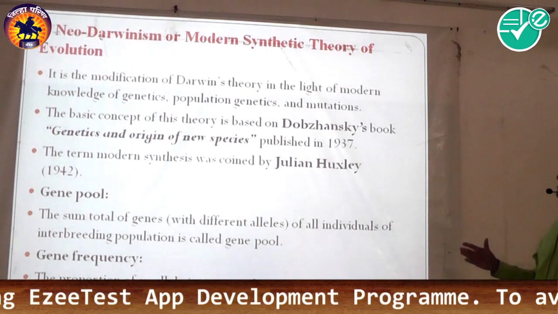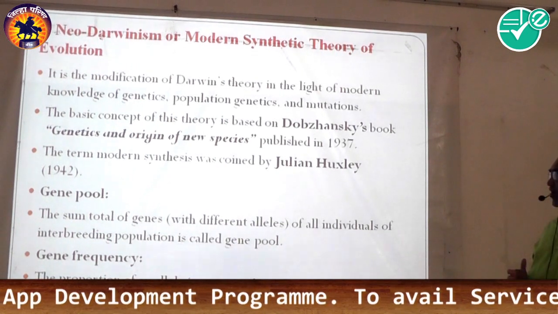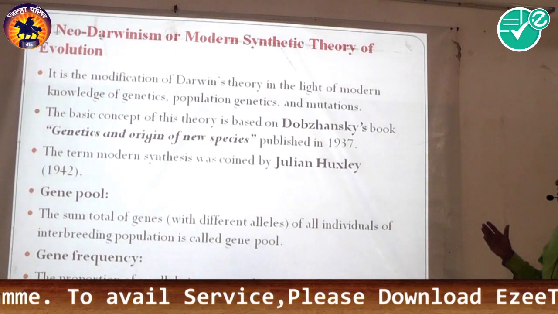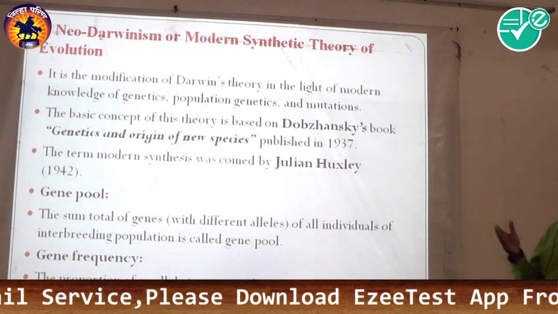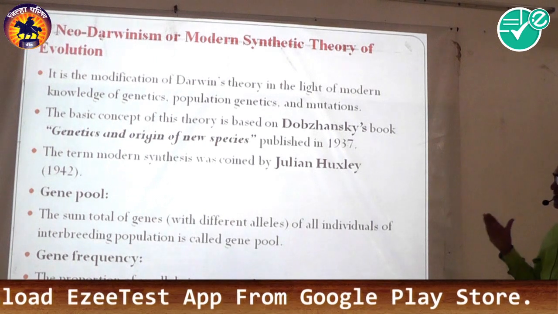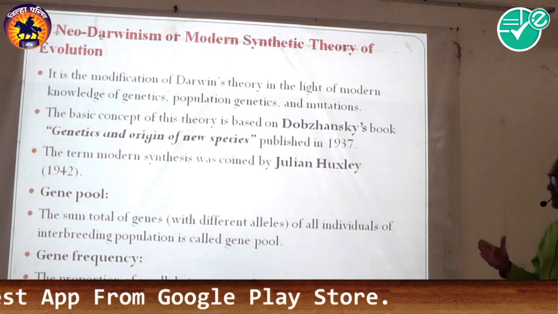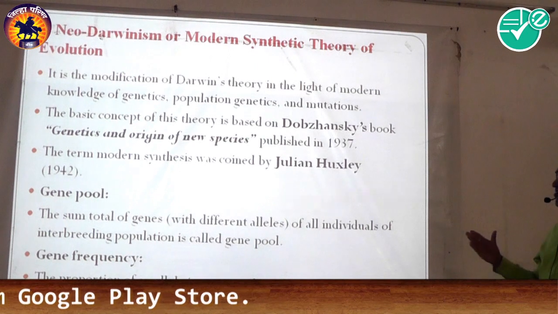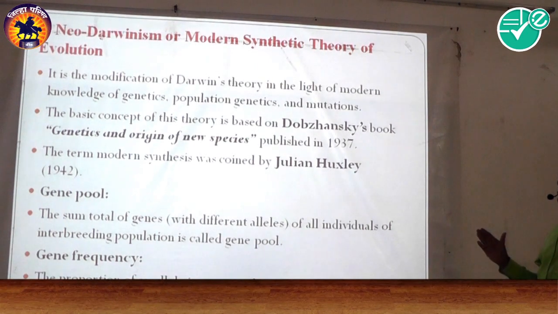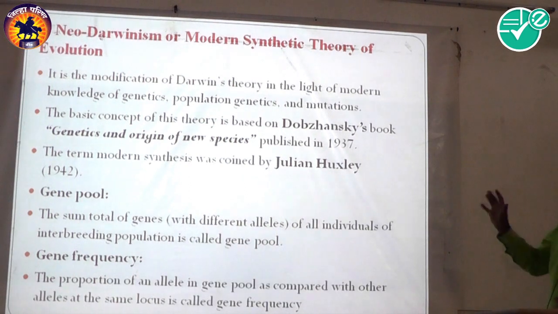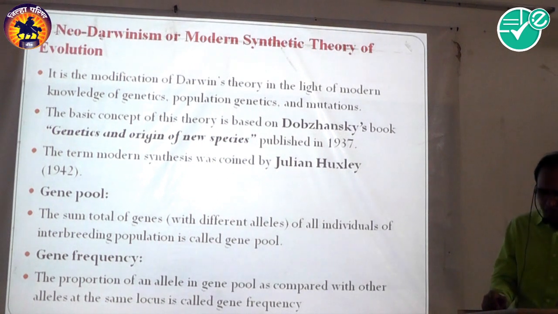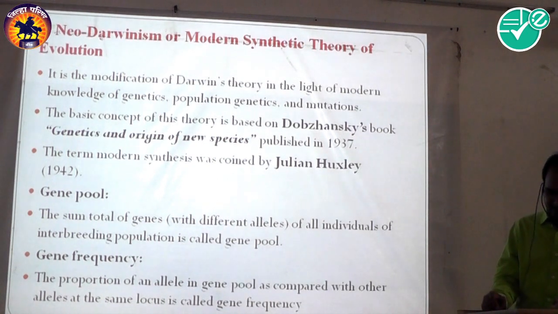The basic concept of this theory is based on Dobzhansky's book, Genetics and the Origin of Species, published in 1937. So remember the name of this book. The term modern synthesis was coined by Julian Huxley in 1942. The theory, the neo-Darwinism or the modern synthetic theory, was proposed by various scientists.